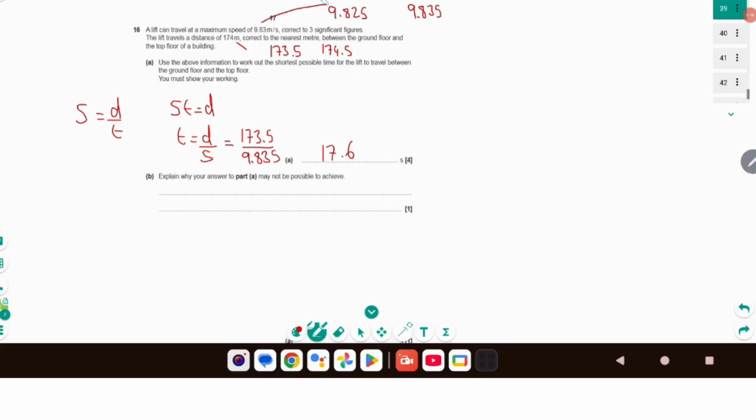Explain why your answer to part A may not be possible to achieve. Or the lift could slow down and speed up.